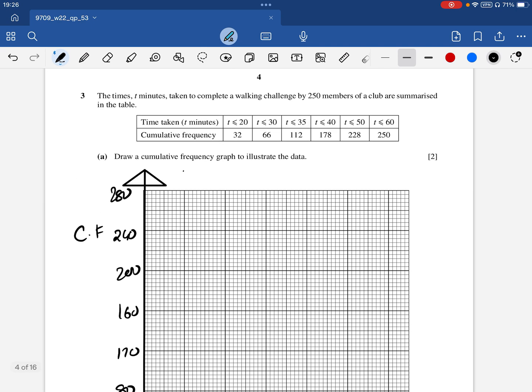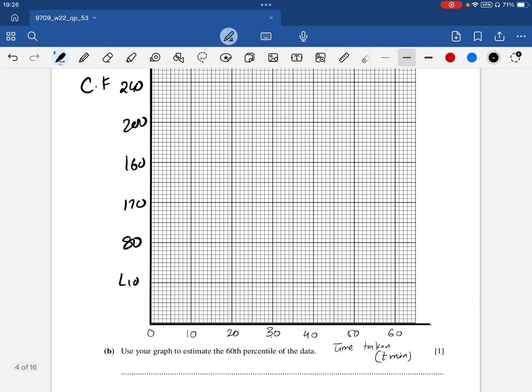Now, when it is 20, it is 32. So over here, we can see that this gap is 40 and the number of parts is 10. So each part is going to be 40 divided by 10, which is 4. Each part is 4, so 32 is going to be the 8th part. This is 32.